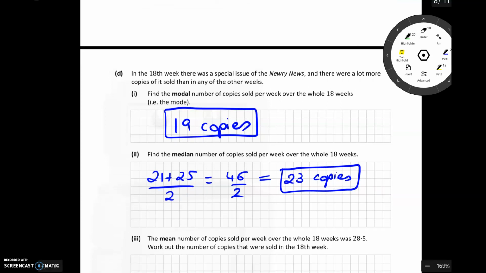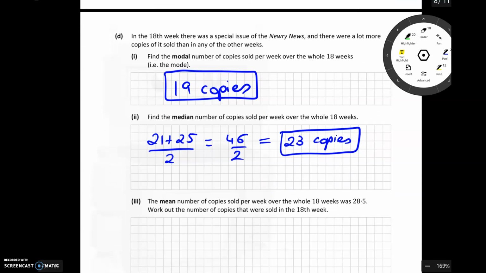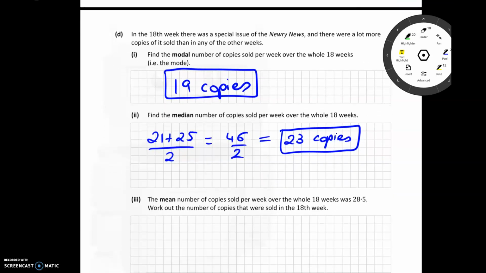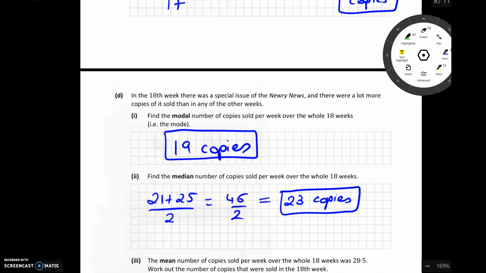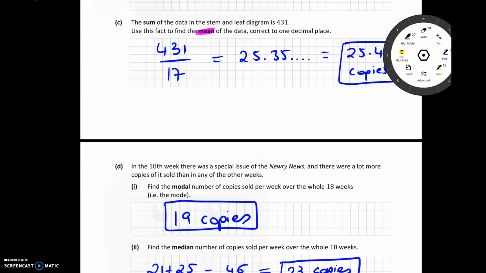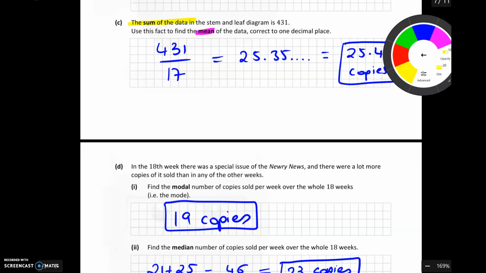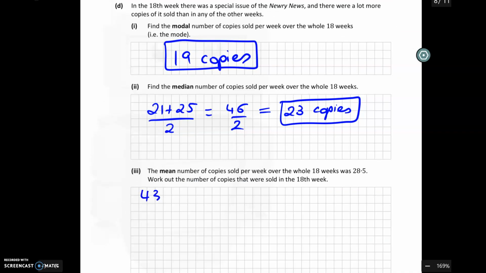The mean number of copies sold per week over the whole 18 weeks was 28.5. Okay, work out the number of copies that were sold in the 18th week. Okay, so how many copies were sold over 17 weeks? The sum of the data is 431, okay? So we're using that bit of information there. So there was 431 copies sold over 17 weeks. And we don't know how many copies were sold in the 18th week. So we'll call that X, okay?